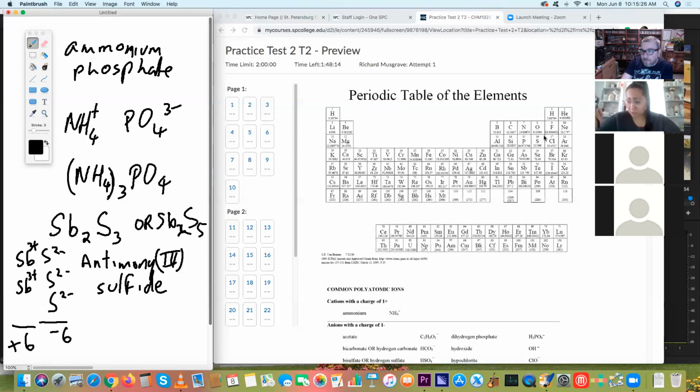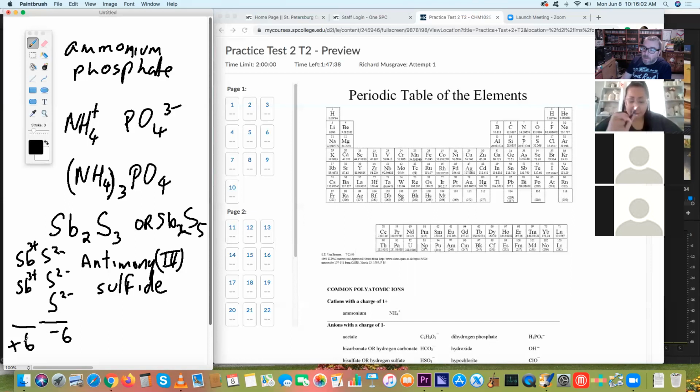Yes, I have a chart here. And then I know that each side has to balance. So -6 plus 6. Where is Sb at? Don't worry about where Sb is, except to say that it's a metal because it's on the metal side. We're not necessarily worried about that, because that's not how you're getting the charge. You're getting the charge on the positive side only because you know what the charge on the negative side is.